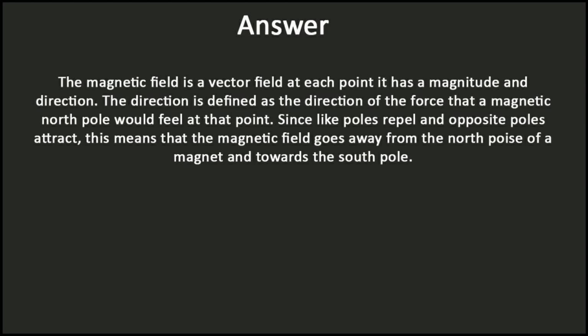The magnetic field is a vector field. At each point it has a magnitude and direction. The direction is defined as the direction of the force that a magnetic north pole would feel at that point. Since like poles repel and opposite poles attract, this means that the magnetic field goes away from the north pole of a magnet and towards the south pole.